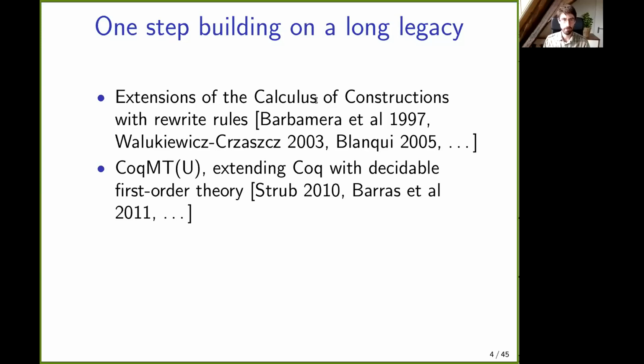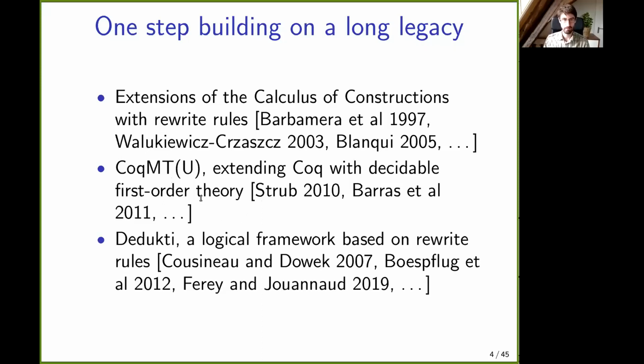Next to that, there is another line of related work, which is the extensions of the Coq proof assistant with rewrite rules. In particular, this system called Coq-MT and later Coq-MTU, which extends Coq with a decidable first order theory and also uses rewrite rules for that. Unfortunately, as far as I know, there's no up-to-date version of this, but it's very interesting work. And finally, I should also mention the Dedukti system, which is an actively developed version of Martin-Löf's logical framework extended with rewrite rules. That has been going on for a while as well. And recently there was some interesting work on Confluence checking for that as well, from 2009. Okay.